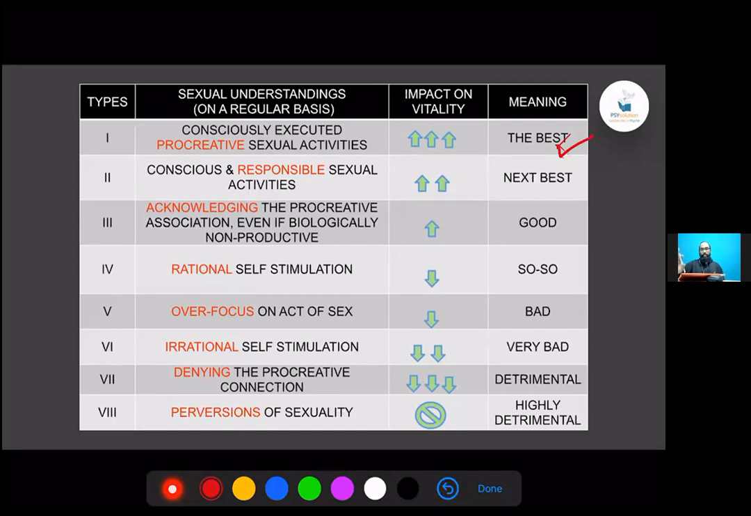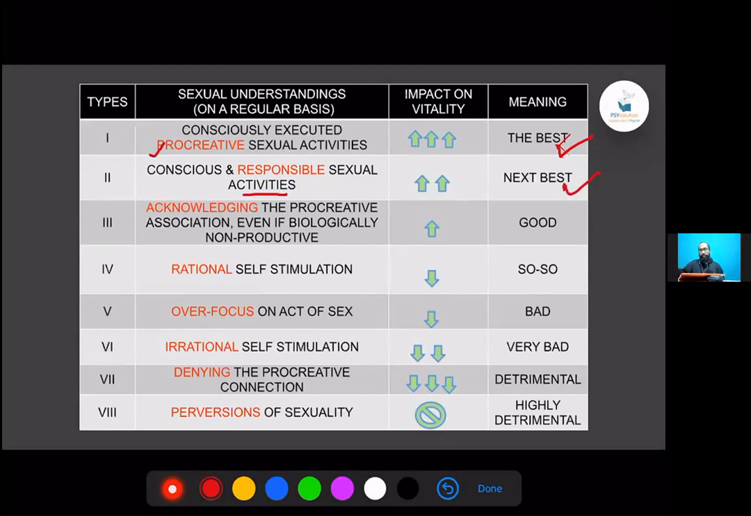We are not proposing any ethics here. We are not proposing any moral here. We are just proposing, if I have clarity about sex, then I conserve a lot of vitality. Similarly, if you go down the line in this particular chart, the conscious and responsible sexual activity, even if the procreation is not happening, then also it is the next best.